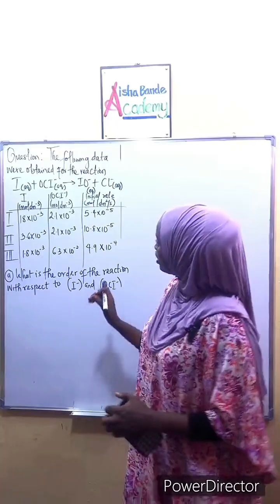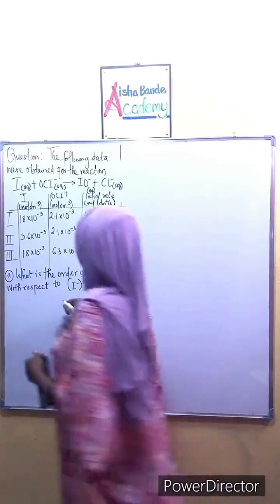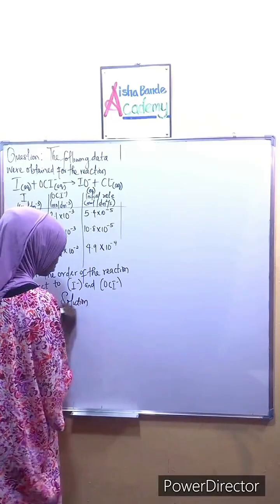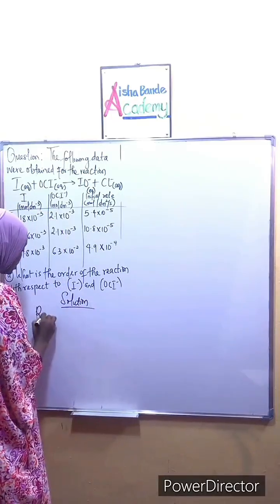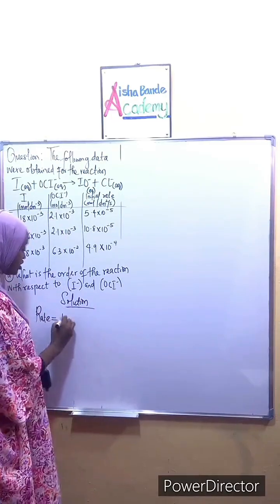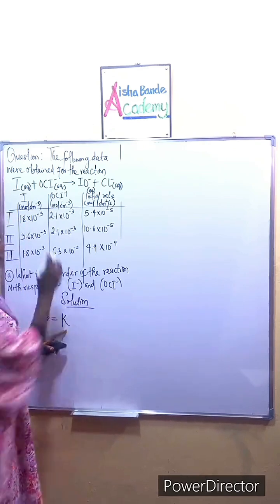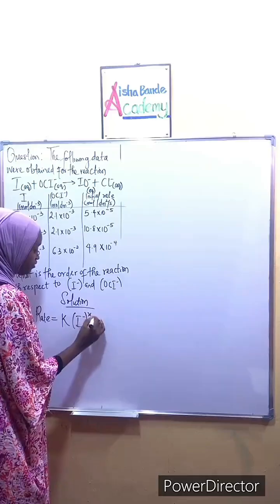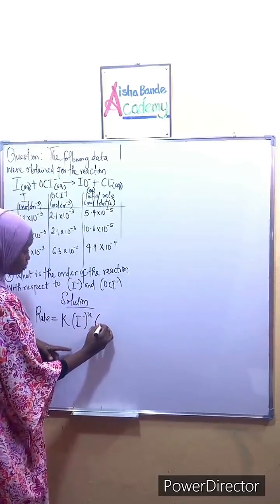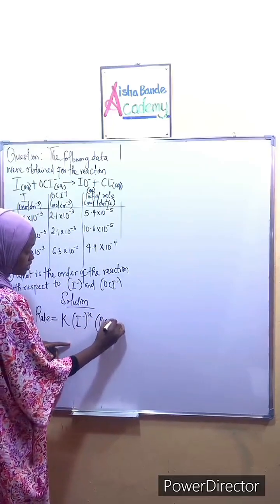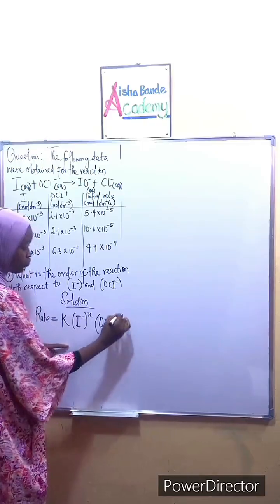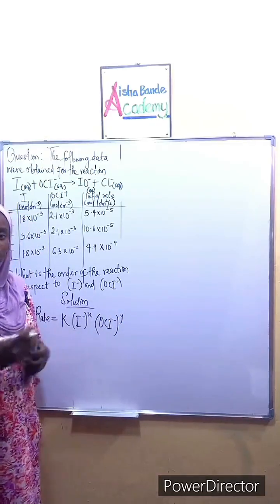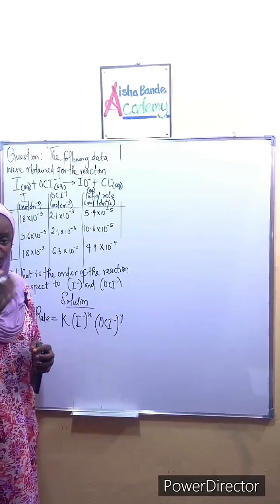So now let's begin solving this. For us to begin, we have the rate, which is equal to K multiplied by the reactant, which is I minus raised to the power of X, then the other reactant, which is OCl minus raised to the power of Y. So with this relation, we can get the three required equations.